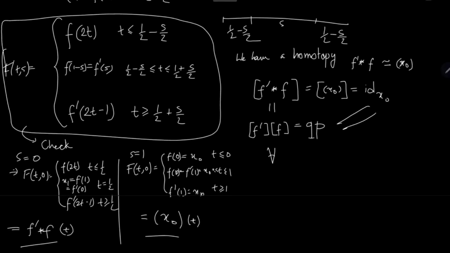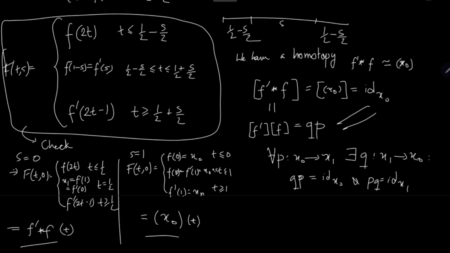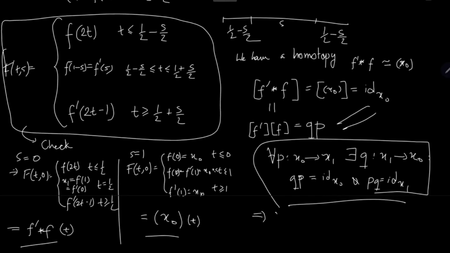So for all p from x0 to x1, there exists q from x1 to x0 such that qp is equal to the identity at x0, and pq equal to identity on x1. That is exactly the same proof. I might be pedantic, but I am not a fool, so I'm not going to repeat this proof. So we have found this. Therefore for all p is an isomorphism.